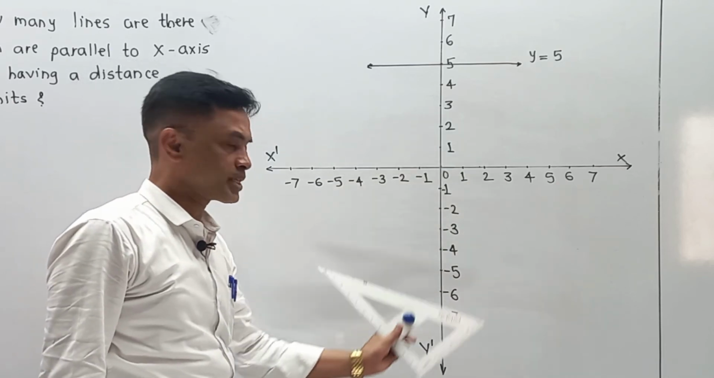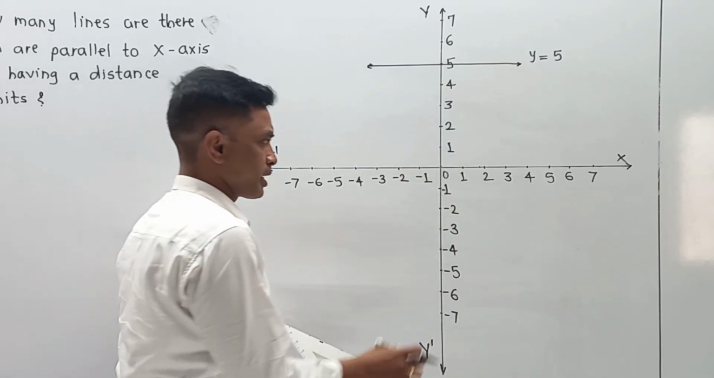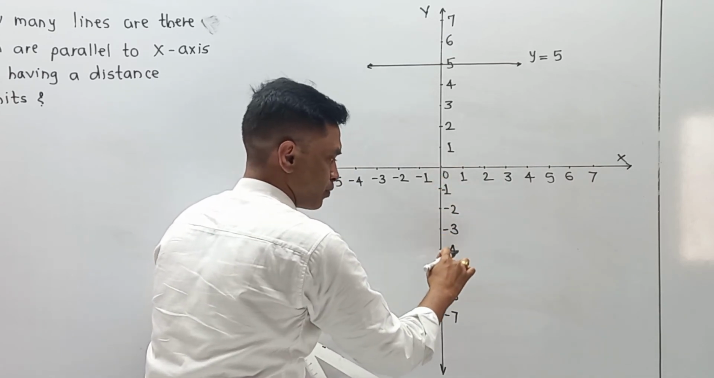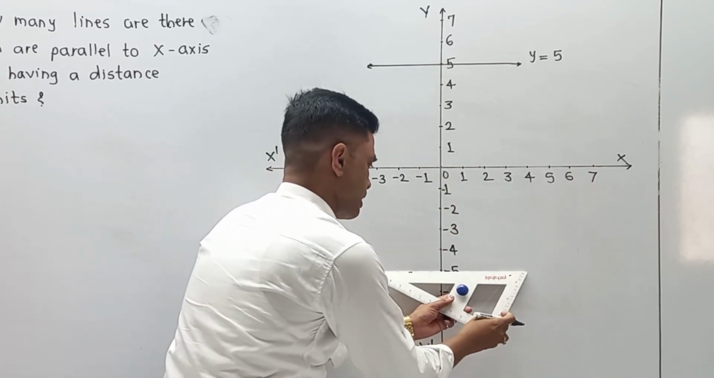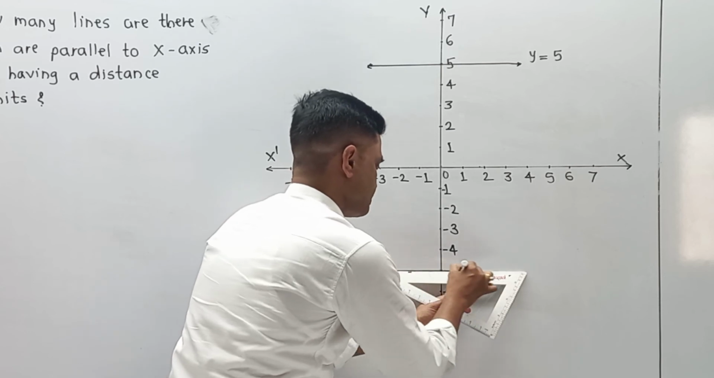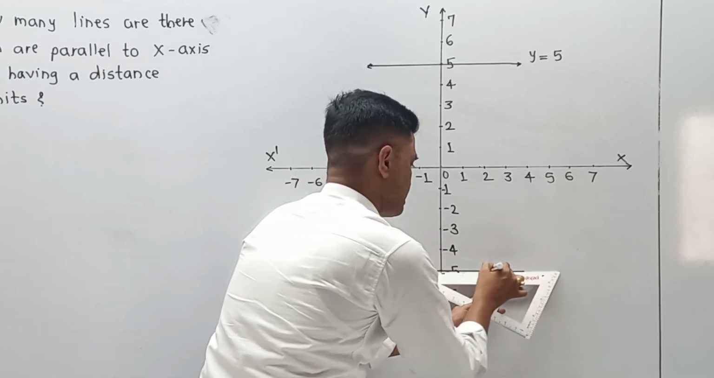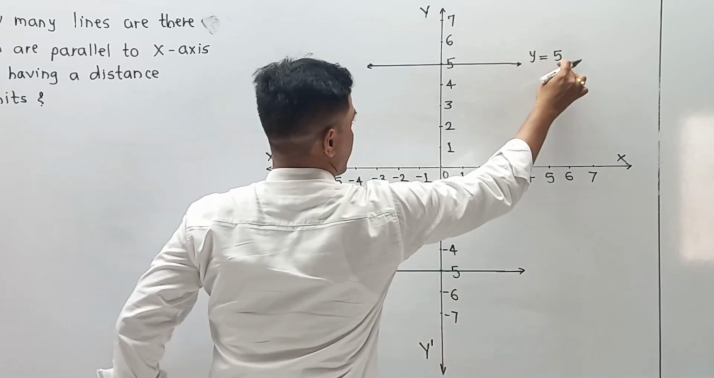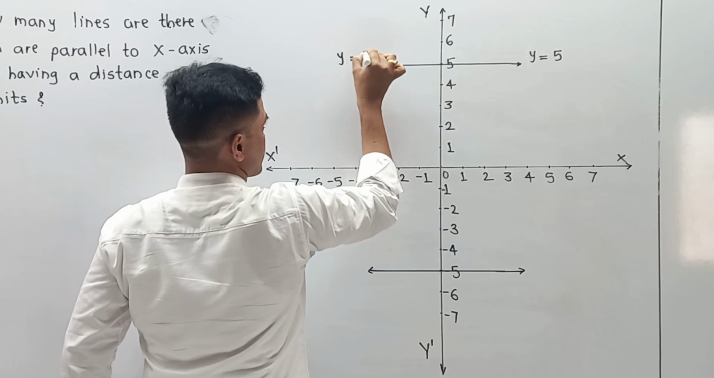But also the same space is available at the bottom. Again, parallel to the x-axis and at 5 units. So 1, 2, 3, 4, 5. Means this is minus 5, which is the point over here. This is another line for us, just like y is equal to 5.